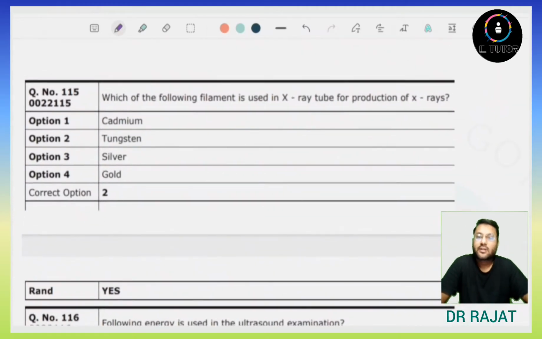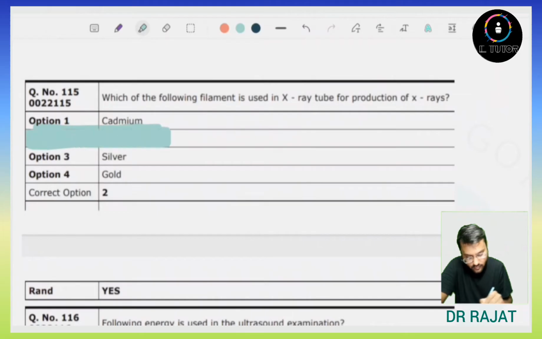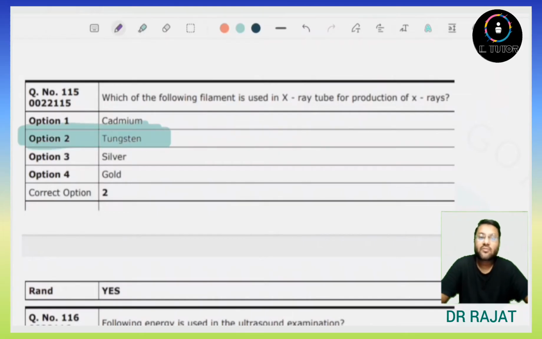So the first question is, which of the following filaments is used in an X-ray tube for production of X-ray? So this is a direct question. The answer here will be tungsten. So tungsten filament is used for the production of X-ray.